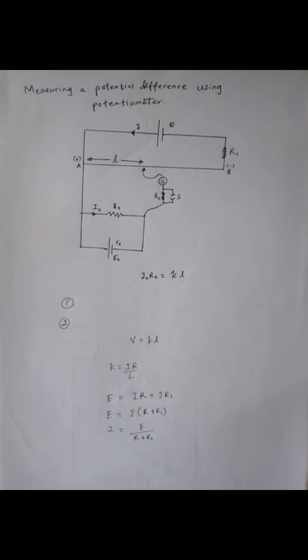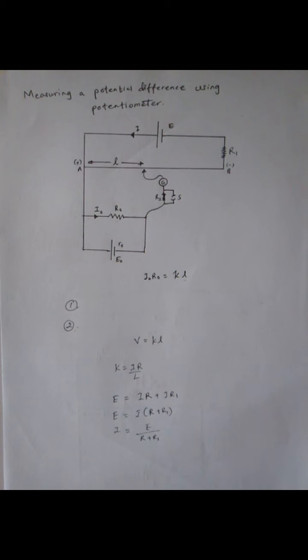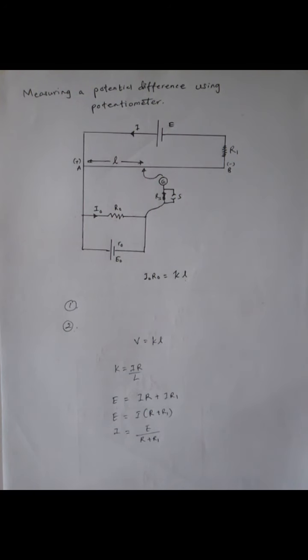Okay, now finally let's discuss the advantages and the disadvantages of the potentiometer. The first advantage is, if we compare the potentiometer with the voltmeter, we know that if we measure a potential difference using a voltmeter, since the voltmeter has an internal resistance, there will be a small potential drop due to that. Therefore, the voltmeter does not give the exact potential difference, but the potentiometer gives the exact potential difference. So this is the most important benefit of the potentiometer.